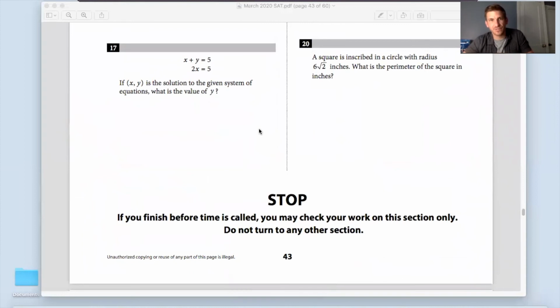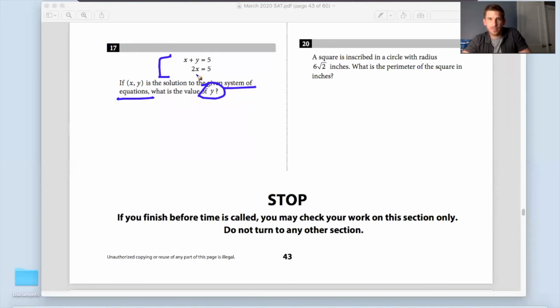For 17, x plus y equals 5, 2x equals 5. This is immediately the first thing you should realize. These are stacked. Because these are stacked, it's most likely a systems of equations problem. And I'm going to circle the thing that they want me to find. You can either use elimination or you can use substitution. Because they want me to find y, actually you can use either. I don't think there's an immediate faster way to do one or the other.